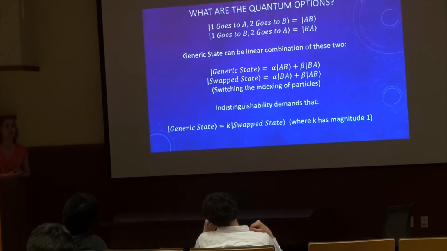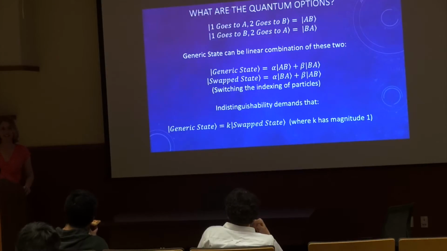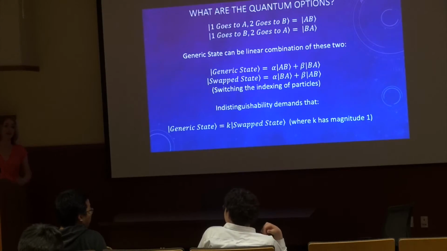Because the particles are indistinguishable, we know that we can set the generic state equal to a constant times the swap state, where the constant has magnitude 1. At first I was like, well, magnitude 1, why didn't we just write 1? But of course, what has magnitude 1 besides 1? e to the i theta. There are lots of different things.